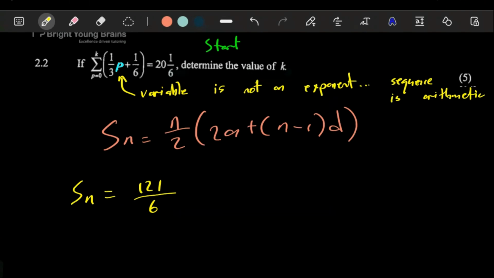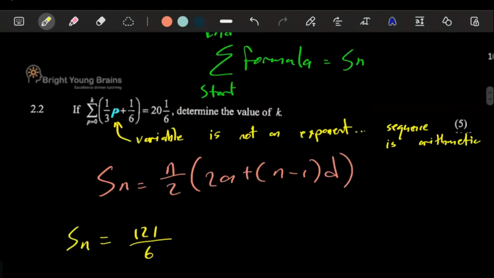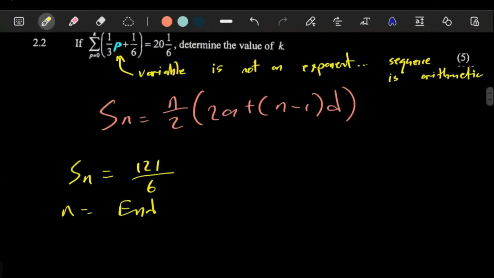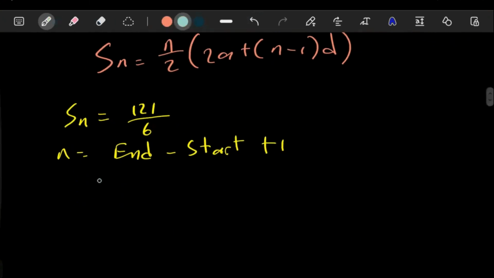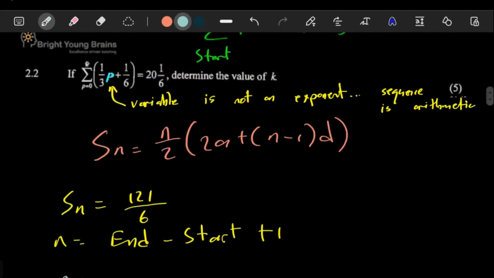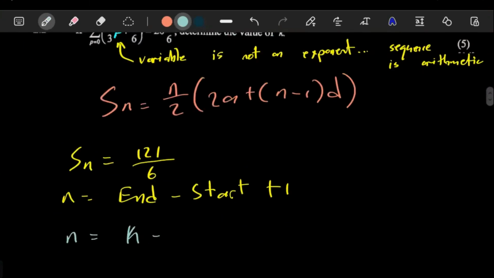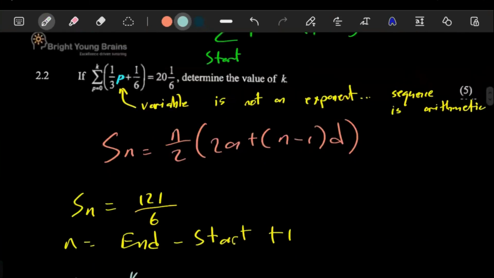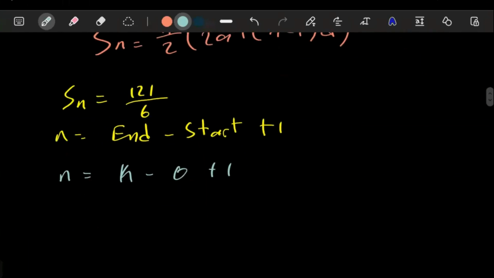So to get a value of n, this is where you have to be careful. For n, you always say the end minus the start, and then you always add 1. Just try and remember this formula for cases where your starting is weird like this. So here your end value is written as k over there. The question is to determine the value of k. So k minus 0 plus 1. Now this is giving us k plus 1. That's the value of n.